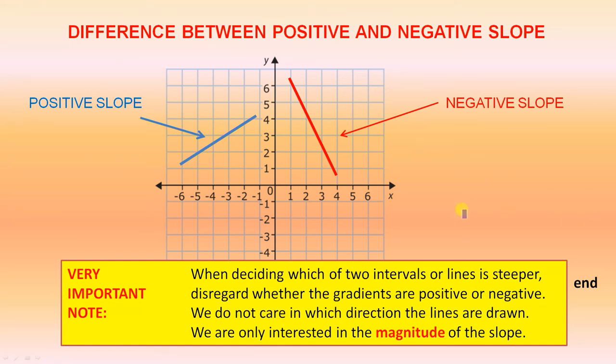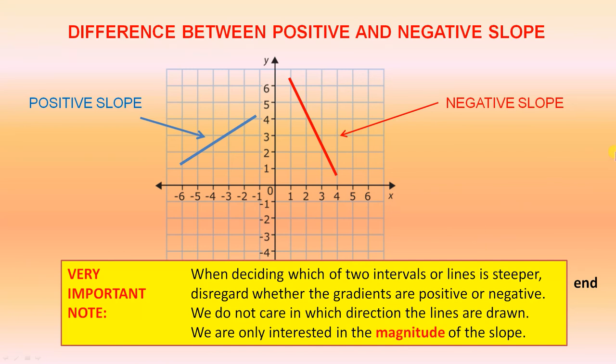So here's a very important note. When deciding which of 2 intervals or lines is steeper, disregard whether the gradients are positive or negative. We do not care in which direction the lines are drawn. We are only interested in the magnitude of the slope, that is the size. And the bigger the number, the steeper the slope, irrespective whether it's positive or negative.